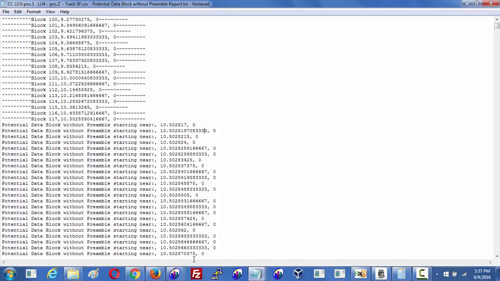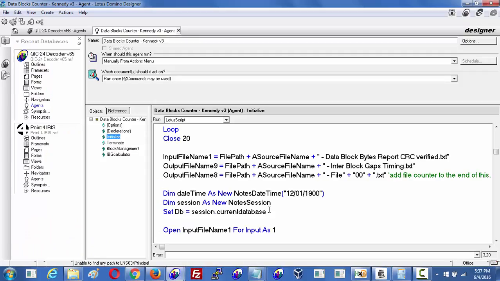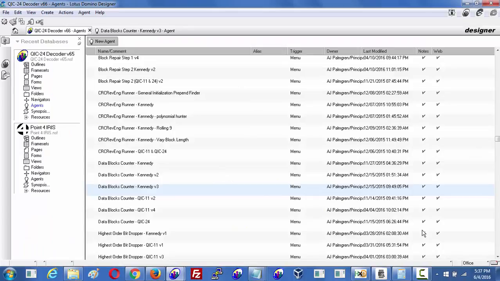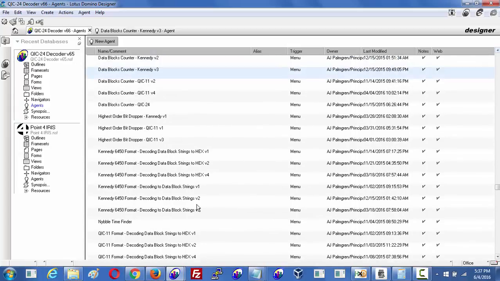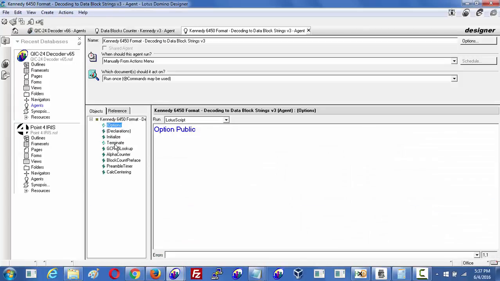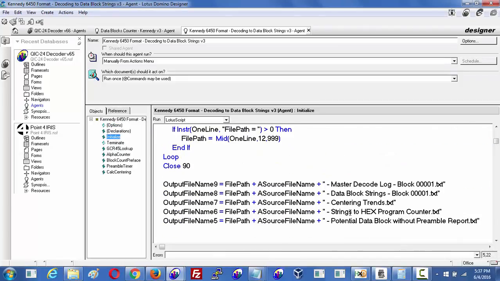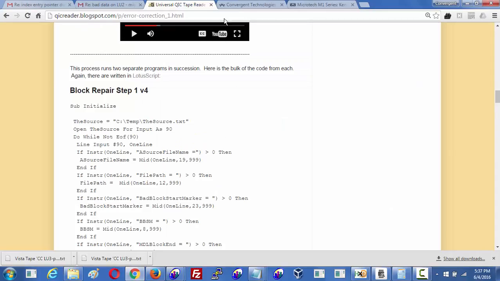And let's see, which one of my programs creates that? I believe it is the first one. I think it's the Kennedy format data block strings. Yes. The decoding to data block strings. This one specifically for the Kennedy 6450 format. It happens to be version 3 of what I've written, but here's the program that creates that file. So now we know which step of the process that program runs.